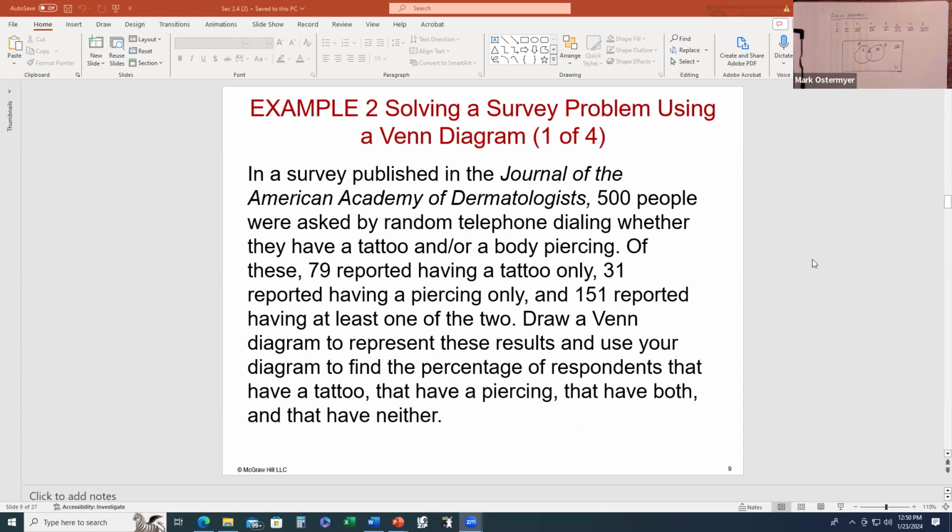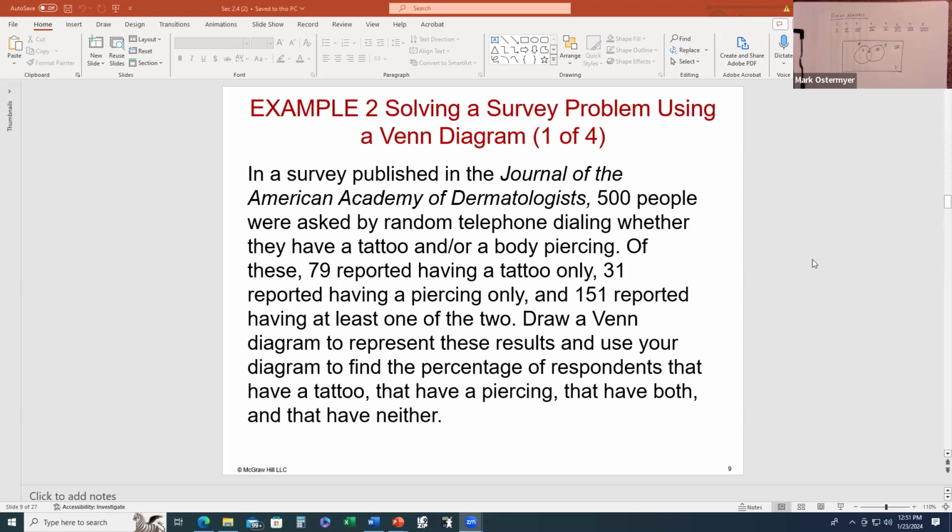All right, here's another good example. In a survey published in the Journal of the American Academy of Dermatologists, 500 people were asked by random telephone dialing whether they have a tattoo and or a body piercing. Of these 500 people, 79 reported having a tattoo only, 31 reported having a piercing only, and 151 reported having at least one of the two.